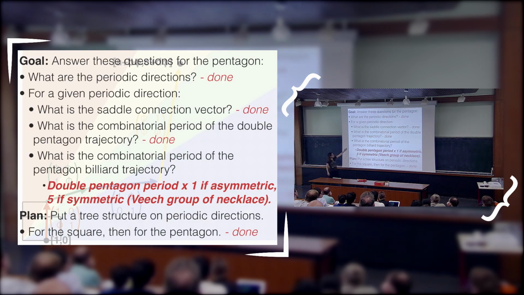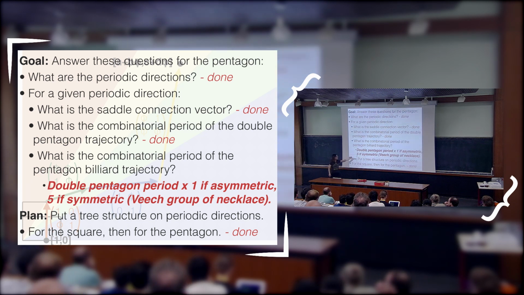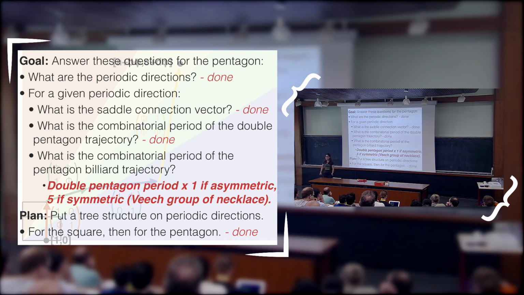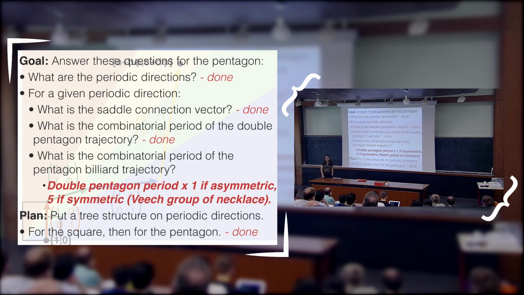So this answers our last question. What's the combinatorial period of the pentagon trajectory? And the answer is you take the double pentagon period, you multiply by 1, or you don't do anything if it's asymmetric, and you multiply by 5 if it's symmetric. And as I mentioned, you can figure out from the tree word which one it is by using the Veitch group of the necklace. And you can figure out whether it lands on a surface where it has the symmetry or where it doesn't have the symmetry.